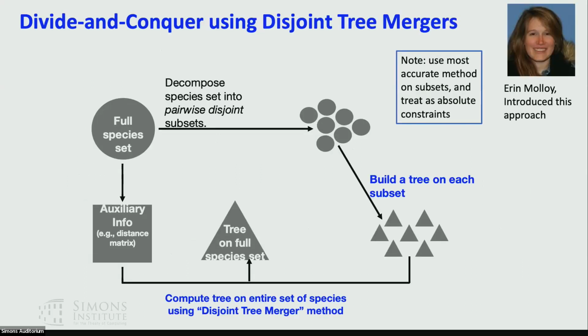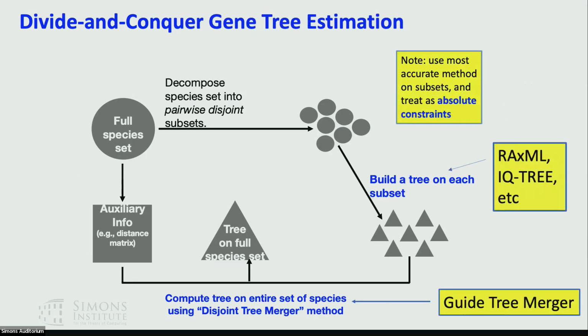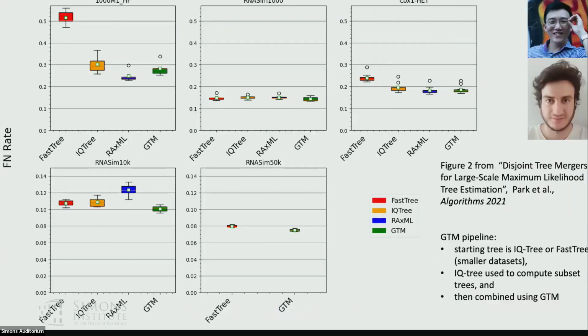So we came up with a divide-and-conquer technique that allows you to take a large data set, divide it into disjoint sets, get trees on the disjoint sets, and then merge the trees. It's not a supertree method because these are disjoint. By putting RAxML on the subsets, you can take advantage of RAxML's accuracy despite its limitation to small trees. Here are results that we published on data sets ranging from 1,000 sequences to 50,000 sequences. This is tree error. RAxML is here in red. This is IQ-TREE.